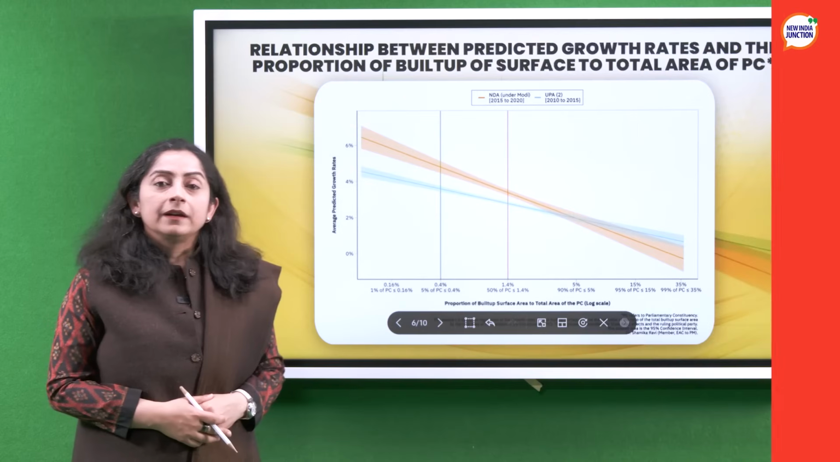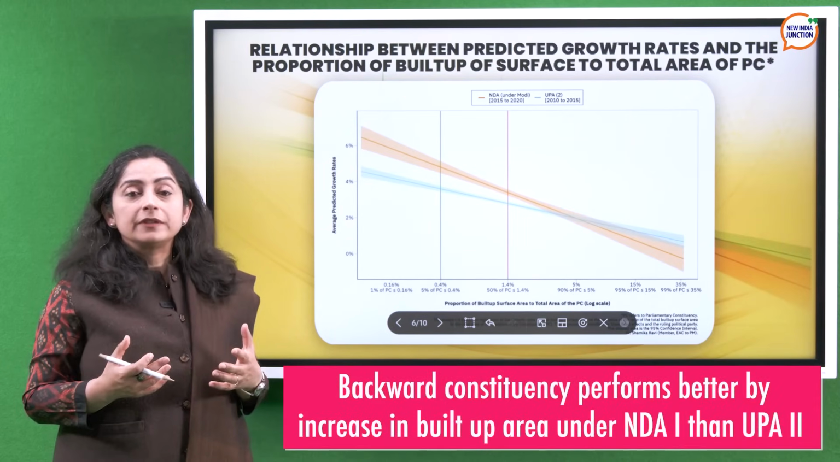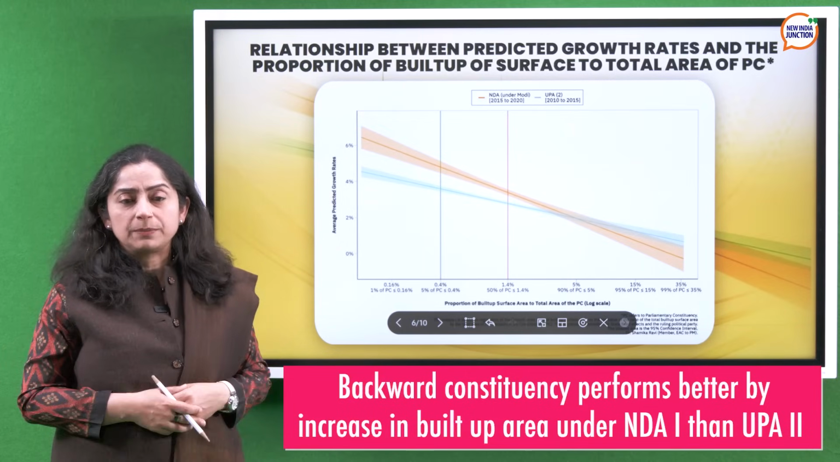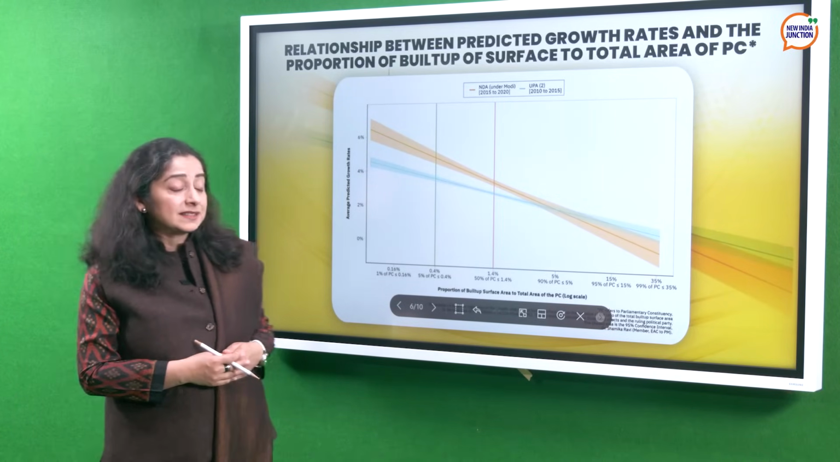So, now what about inequality? While I have spoken to you and shown you results for average growth rates across parliamentary constituencies, a great concern in large democracies such as ours is also to see how this growth is distributed, meaning what is happening to the inherent inequality across the districts or, in this case, the parliamentary constituencies.